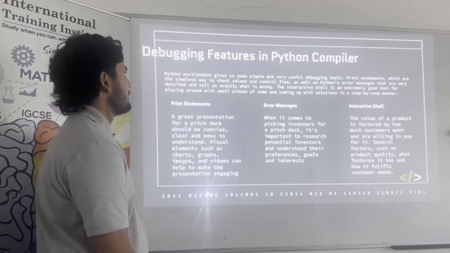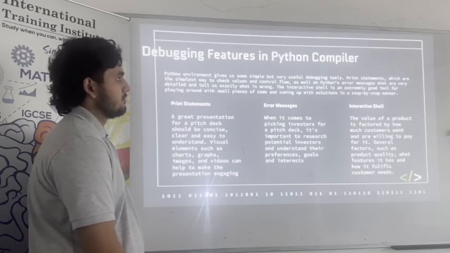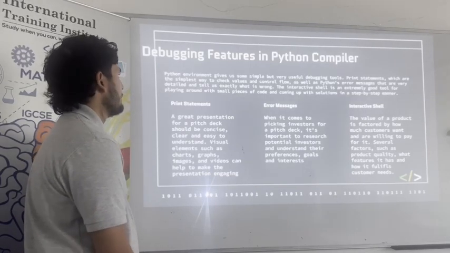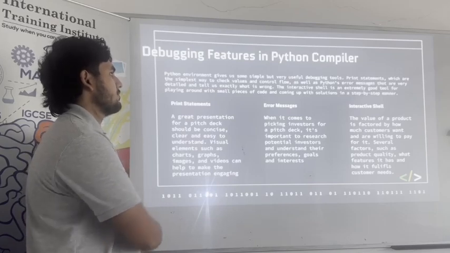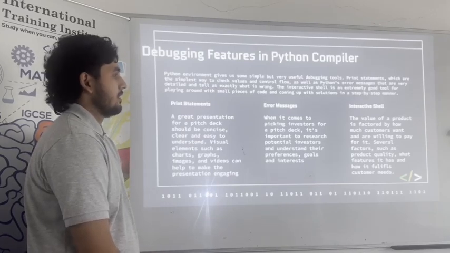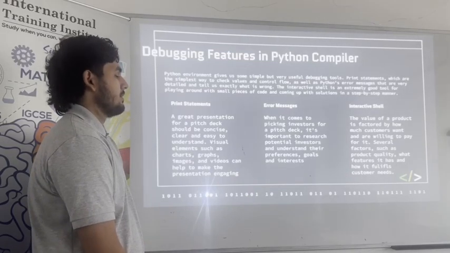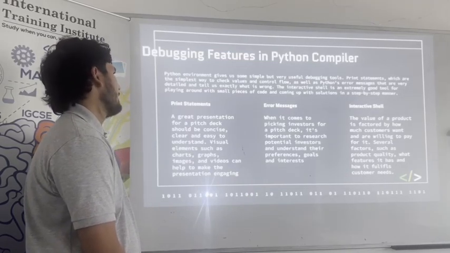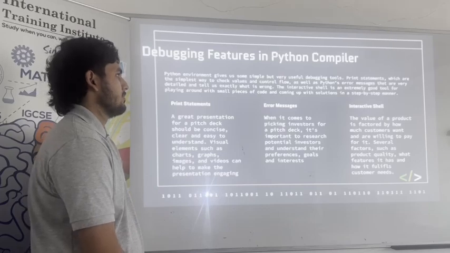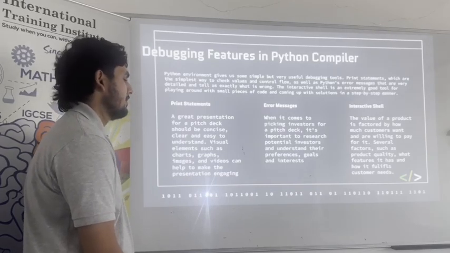The Python environment uses some simple but very useful debugging tools. Print statements are the simplest way to check values and control flow, as well as Python's error messages, which are very detailed and tell us exactly what's wrong. The interactive shell is an extremely good tool for playing around with small pieces of code and coming up with solutions in a step-by-step manner.